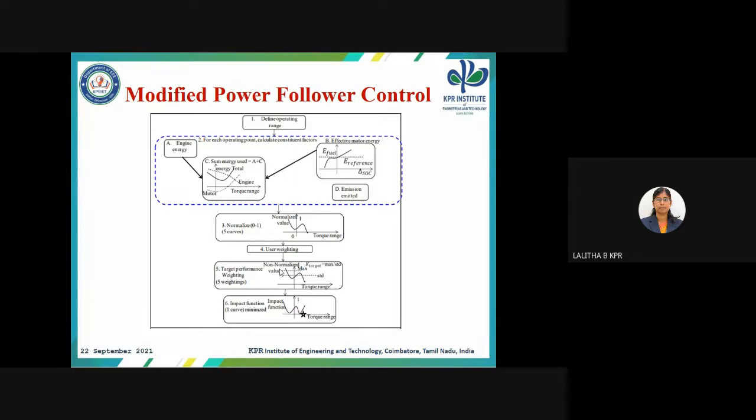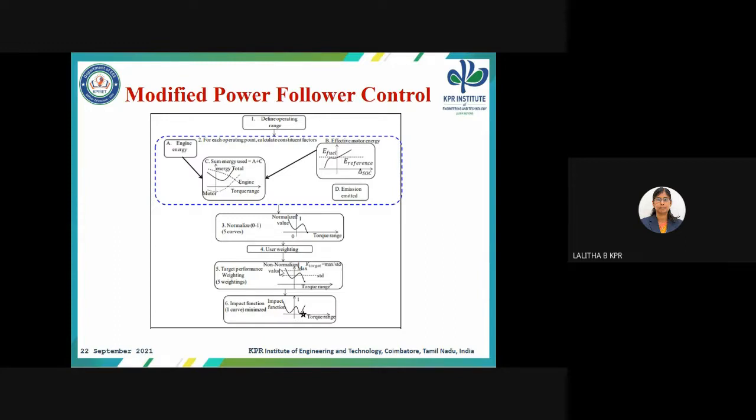The next, third step in the modified power follower control is to normalize the constituent factors for each candidate operating point. The goals of minimizing the energy and minimizing the emission can conflict with each other. The most efficient operating point will likely produce more pollution than a less efficient operating point. Moreover, minimizing the amount of one pollutant can increase the amount of another. Hence, another goal is to allow the priority of the relative importance of minimizing the fuel use and each of the pollutants. The priority will be given by steps 4 and 5.